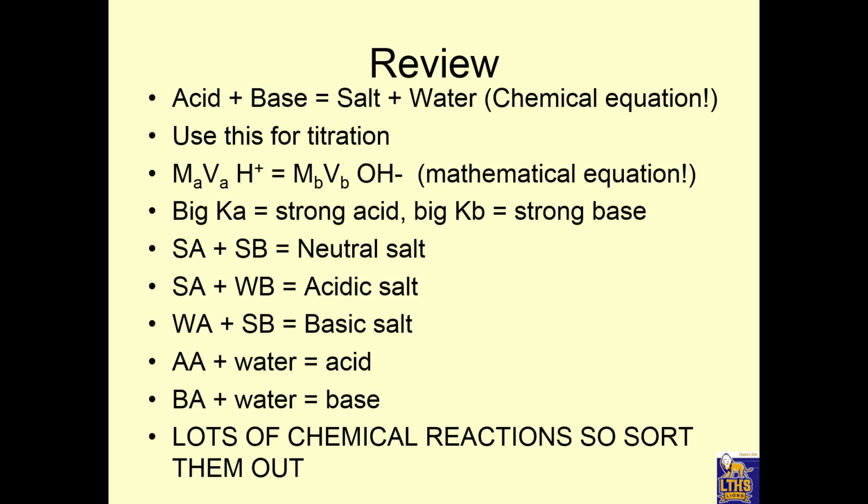Okay, just to review, acids and bases make salt and water. It's a chemical equation, neutralization. It's used for titration, and this is how you calculate the titration numbers. A big Ka is a strong acid, a big Kb is a strong base. A strong acid and a strong base make a neutral salt. Weak acid, strong base make basic salt. Strong acid, weak base make acidic salt. Acid anhydride plus water makes acid. Base anhydride plus water equals base.